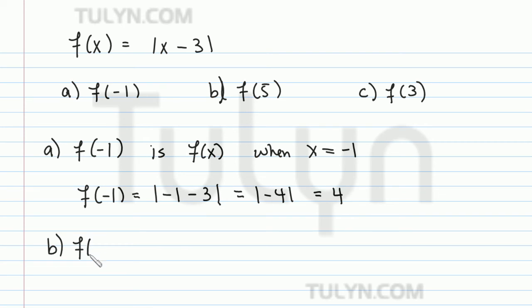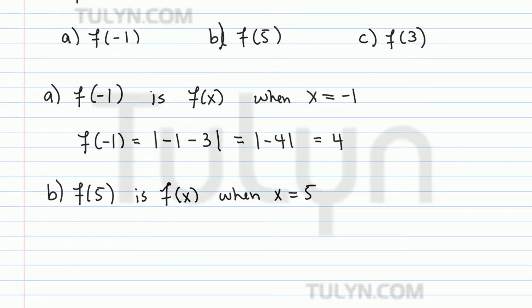So part B is f of 5. Just like before, f of 5 is f of x when x is equal to 5. So we do the same thing here. Since f of x is the absolute value of x minus 3, we just replace the x with a 5. So we get the absolute value of 5 minus 3, which is the absolute value of 2. And since 2 is 2 units of distance away from 0, it's just 2.